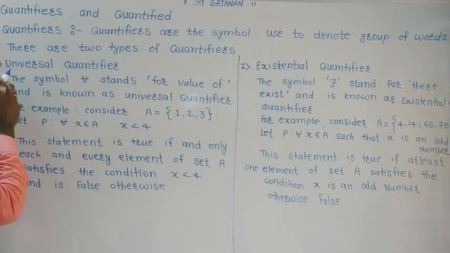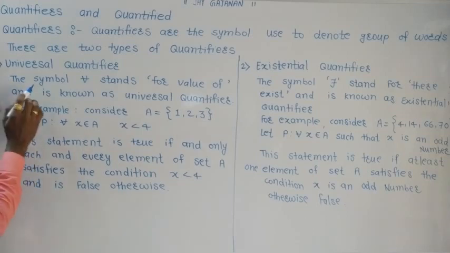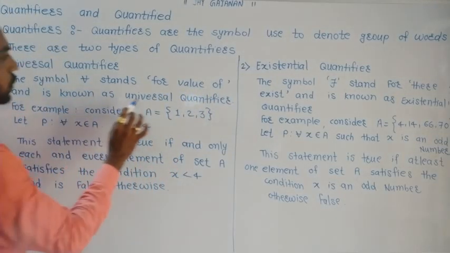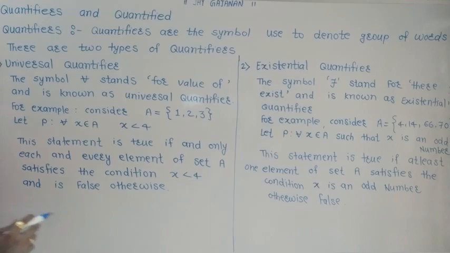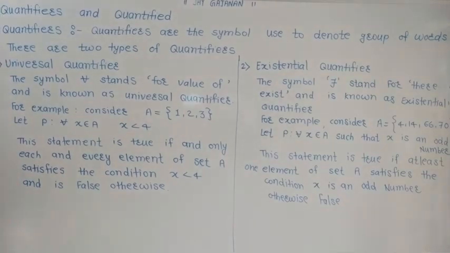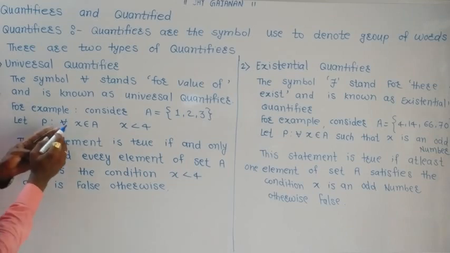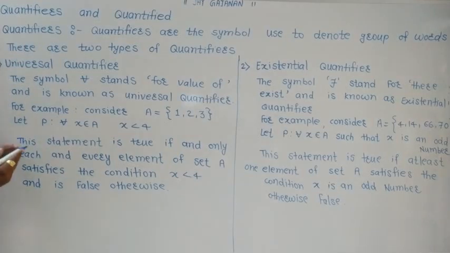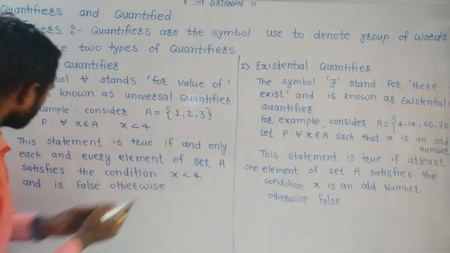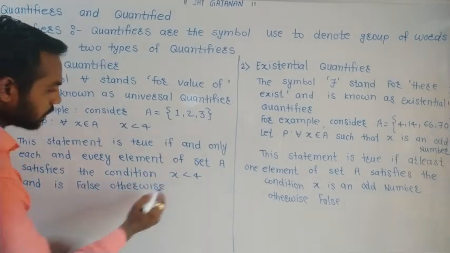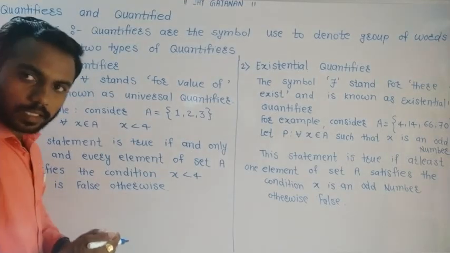Let us first understand the universal quantifier. The symbol ∀ stands for "for all" and is known as a universal quantifier. For example, consider a set A with elements 1, 2, 3 and a statement P: for all x belonging to A, x is less than 4. This statement is true if and only if each and every element of set A satisfies the condition x is less than 4, and is false otherwise.